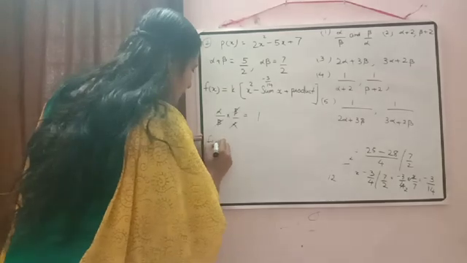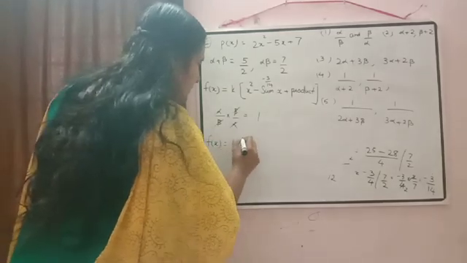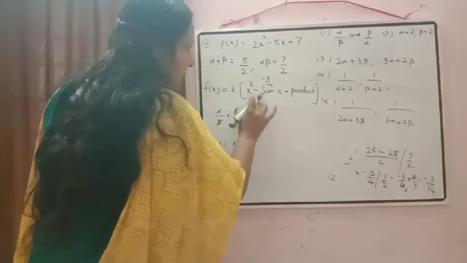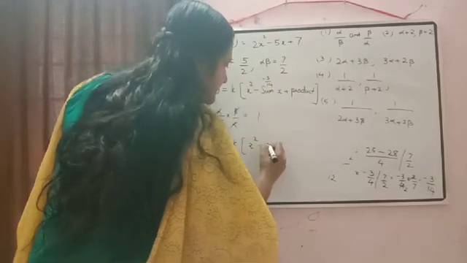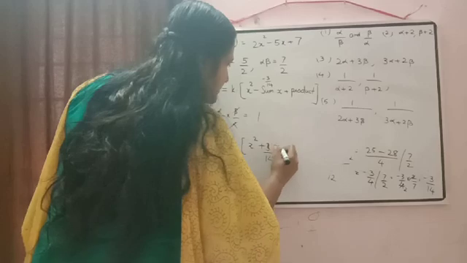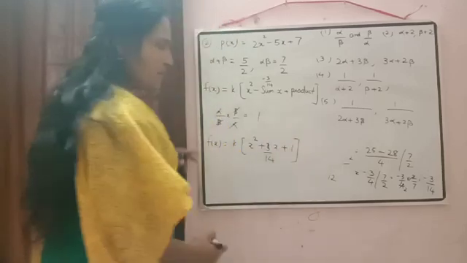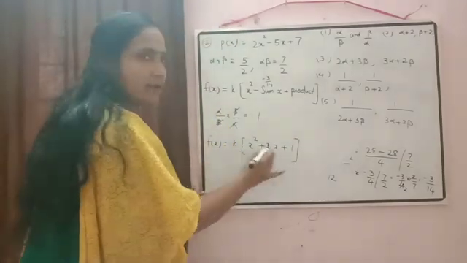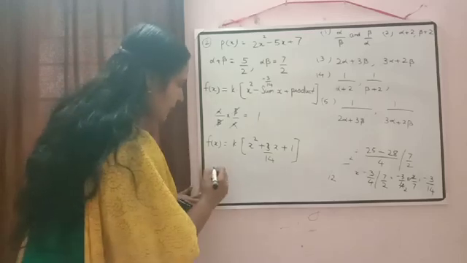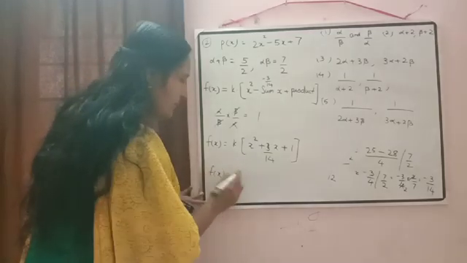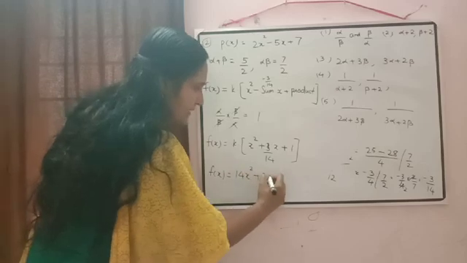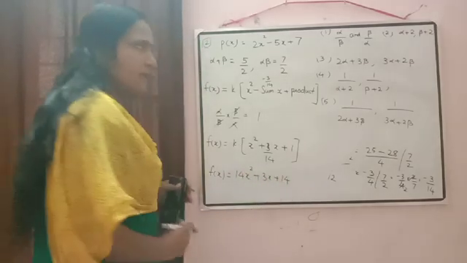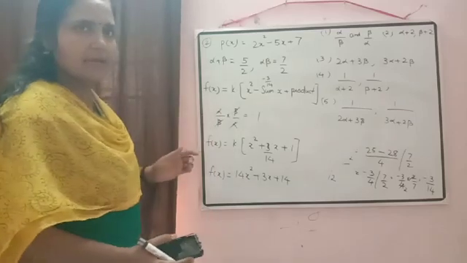Now write down your polynomial f of x is equal to k into x square. Minus into minus will be equal to plus. So plus 3 by 14x plus product is equal to 1. Now what can we take? Take k is equal to 14. Then our required polynomial will be equal to 14x square plus 3x plus 14. So I hope this concept is clear to you.